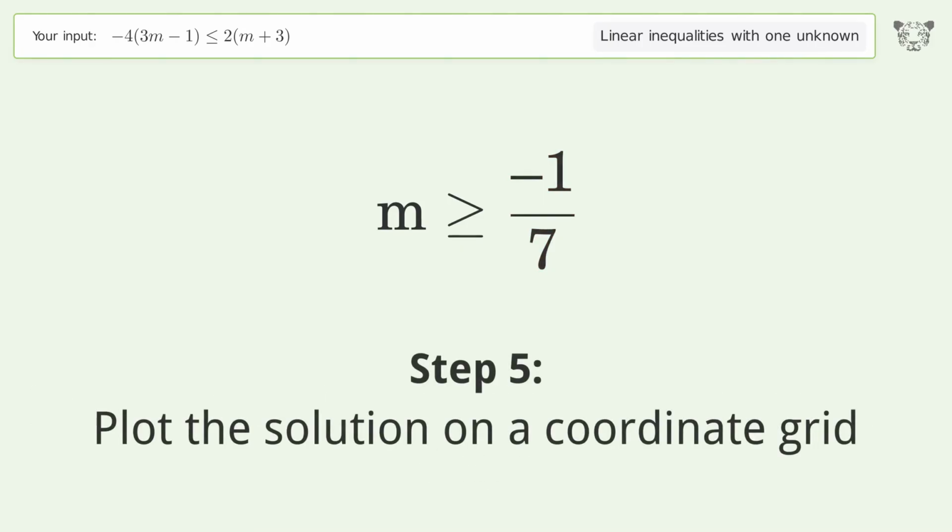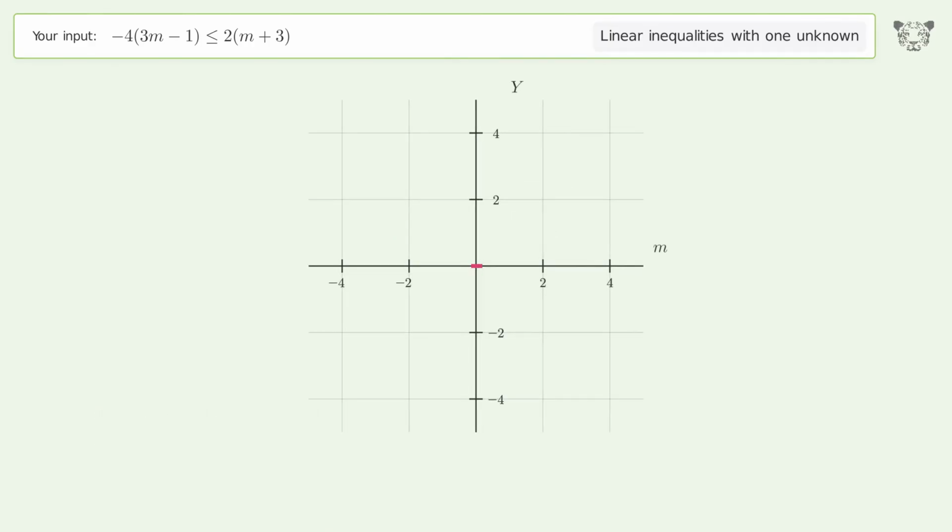Plot the solution on a coordinate grid. And so the final result is m equal or greater than -1/7.